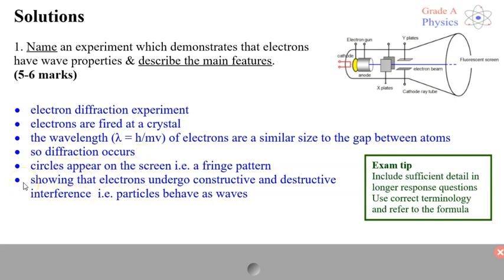We get this circular pattern on the screen, which is a fringe pattern, which shows constructive and destructive interference, which demonstrates that particles behave as waves. So exam tip, include lots of detail. Always useful to make reference to a formula and use the correct terminology. And this is a bit of a synoptic type question because we're referring back to the work we did in waves, so fringe pattern, constructive, destructive interference, wavelength, and so on.